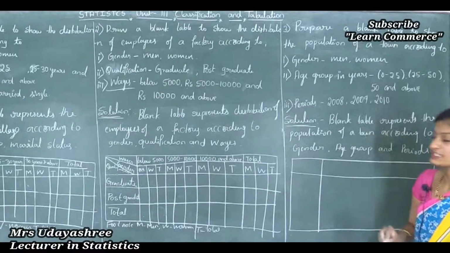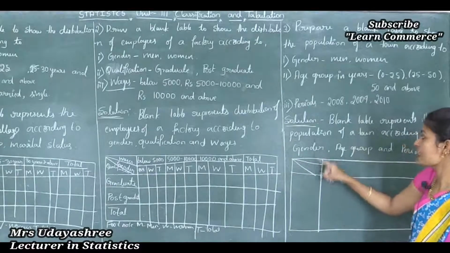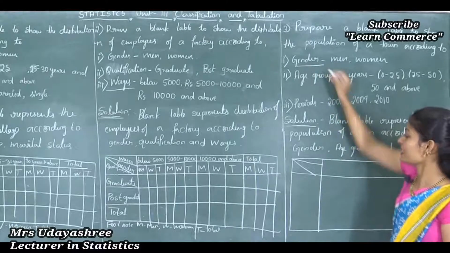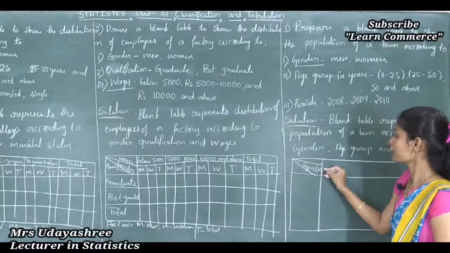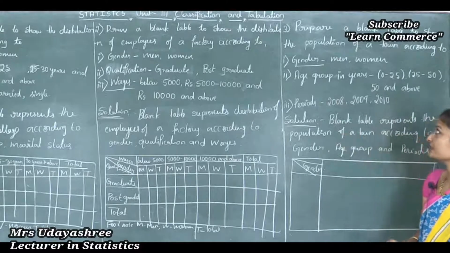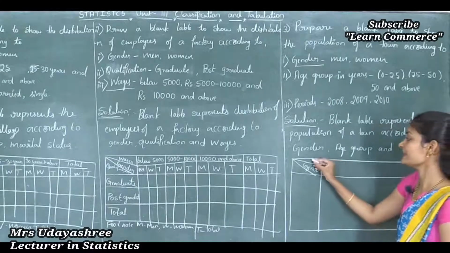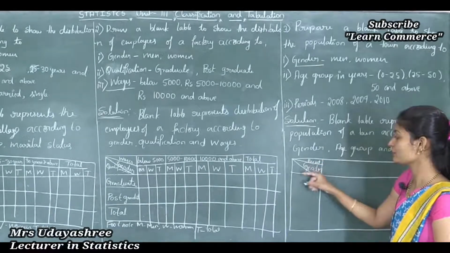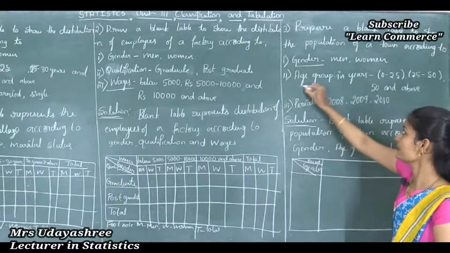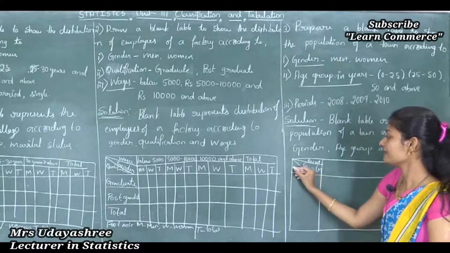So here three classifications are there, so I will do three parts like this. First I will write gender, in the middle part. Next there are two classifications, that is age and periods. I will write periods here. You can write here also, but then the next remaining classification is age group in years, that I will write here.